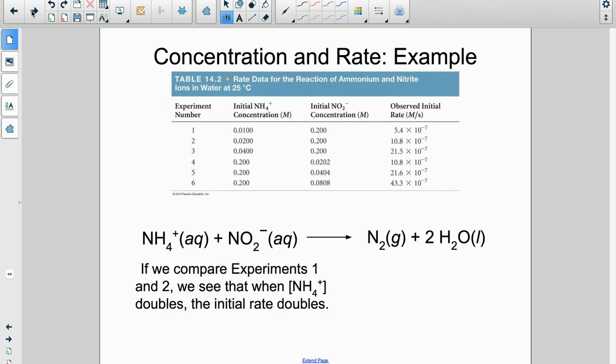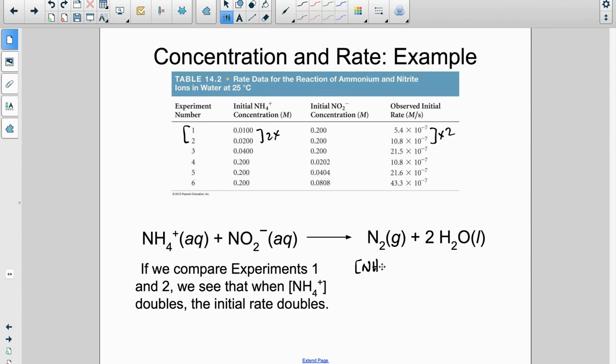Looking at experiments 1 and 2, which were the ones we picked, we can see that when this concentration doubles, times 2, this rate also doubles. It goes up by 2. Now, what if you can't see that? Well, you do want to show this. You want to show that this doubling happens, and we can use some math.